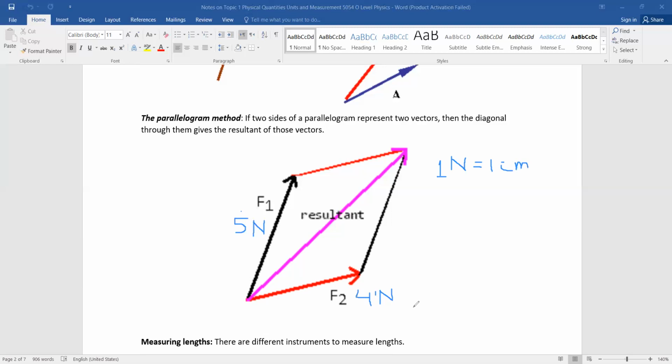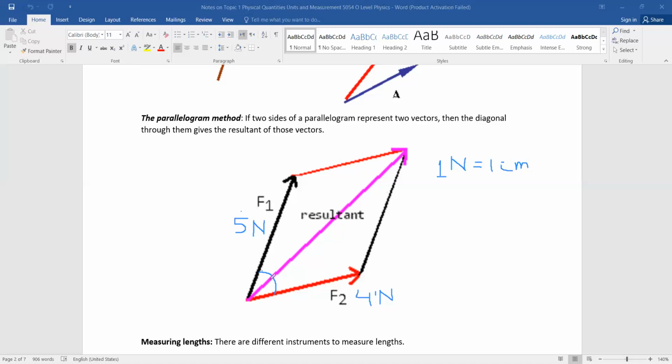Now, after drawing these two, you have to do it in a way that they are adjacent, right? These two vectors, these two forces, you have to draw in a way that the two are adjacent sides of a parallelogram. Got it? Adjacent means they are in contact with each other, right? They will make an angle. That is called adjacent.